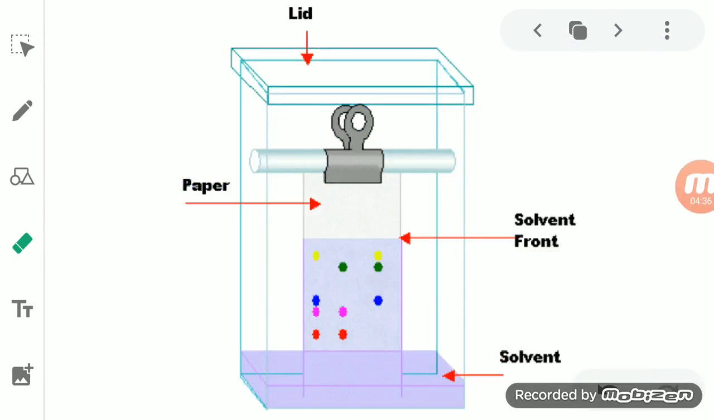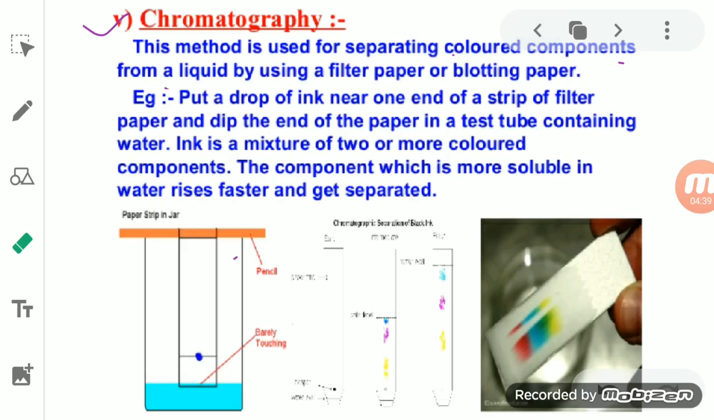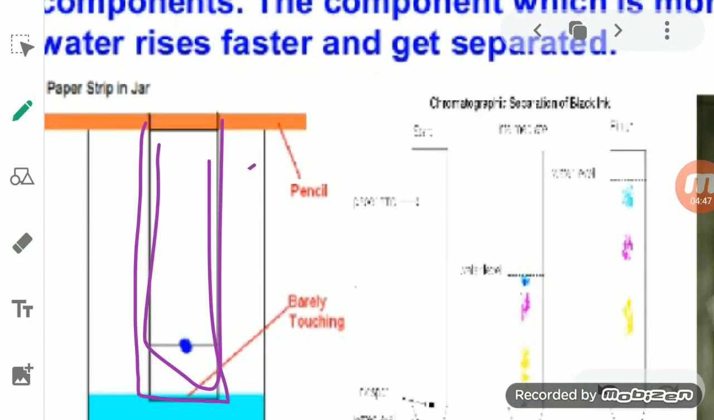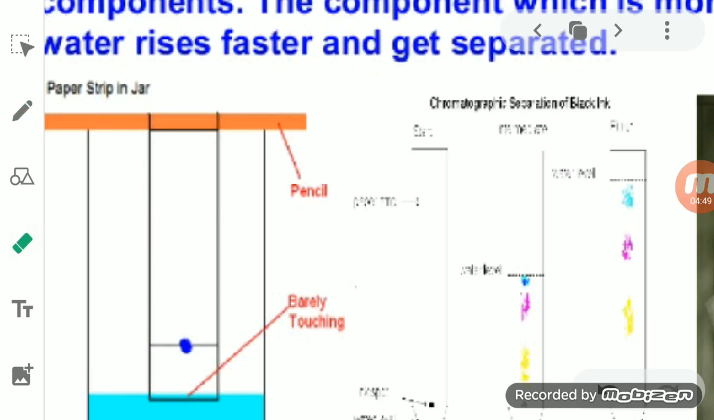In chromatography, you will take a thin strip of filter paper. Let me show you from here. You will take a thin strip of chromatography paper. This is a thin strip of chromatography paper. Draw a pencil line on it about 3 centimeter above from the end. So if this is the chromatography paper, from this side we will measure up to 3 centimeter and draw a line like this.